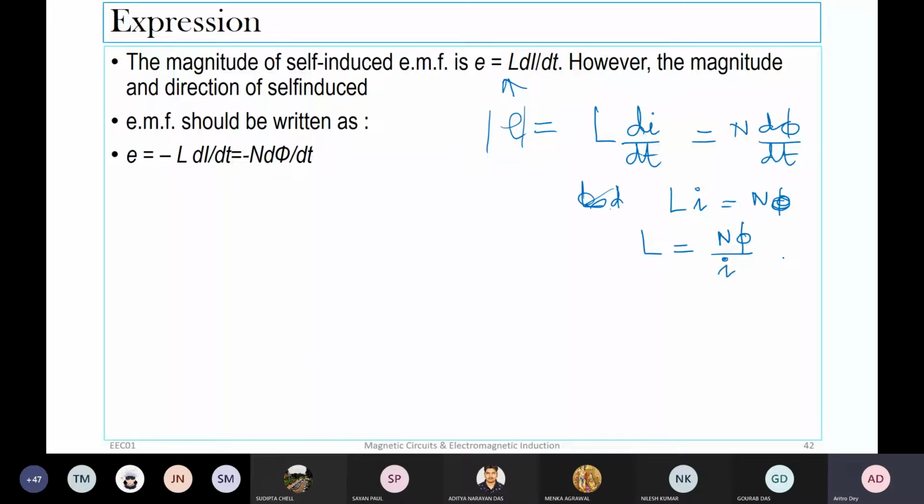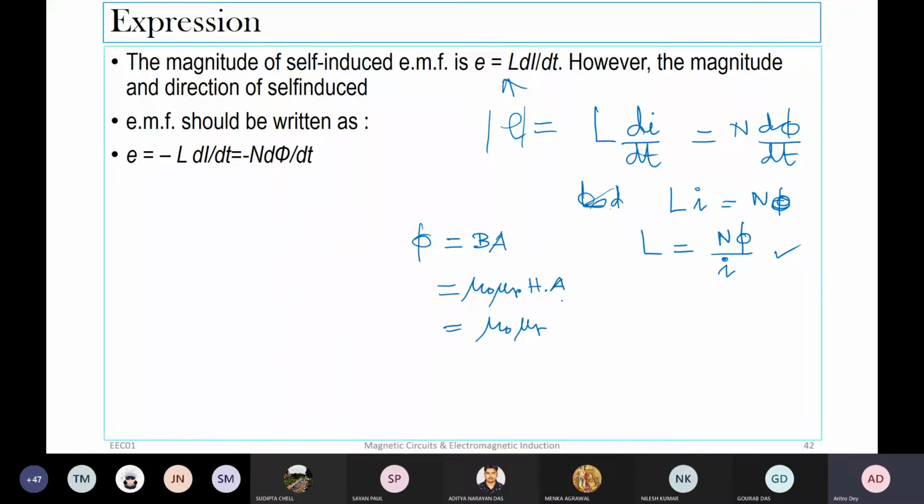Now, what is our phi? If current I is flowing through it, and it is a magnetic circuit, we know that in a magnetic circuit phi is equal to B into A. Agree? Already we have learned this in the magnetic circuit. Now what is B? B is equal to mu 0 mu R into H. Then what is our H? As per Ampere's circuital law, H, the magnetic field intensity or strength, is equal to N i by L, where L is the length of the magnetic circuit.